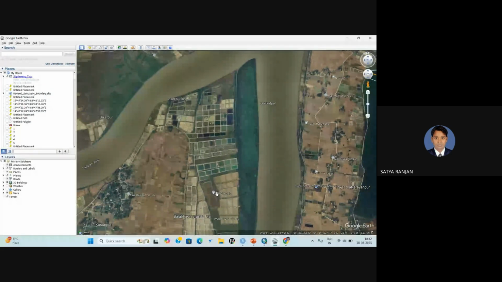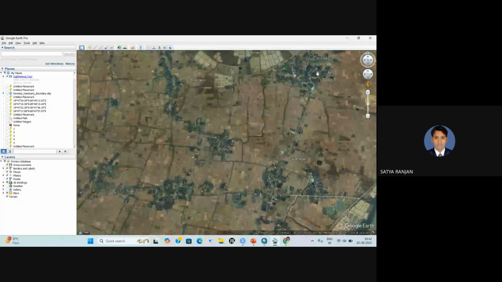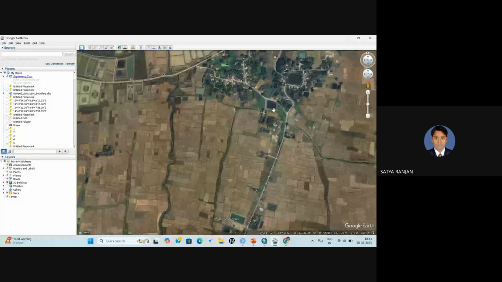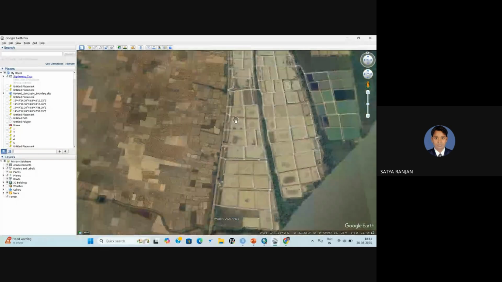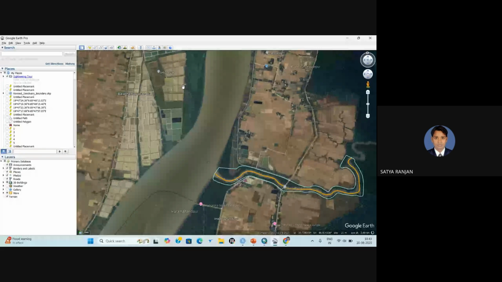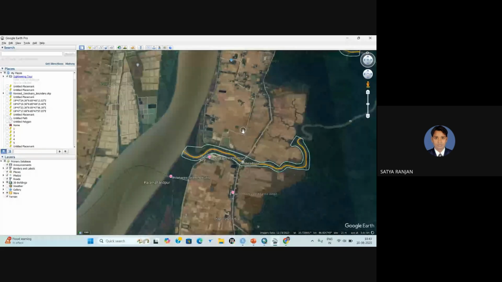So these are the aquaculture ponds. Sometimes during our supervised classification, the aquaculture ponds and ponds near the village areas have an equal signature, so sometimes it is difficult to identify the features.